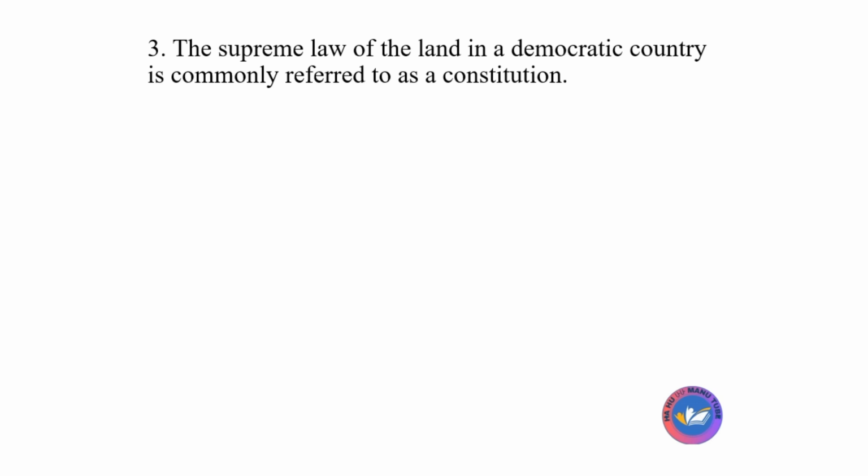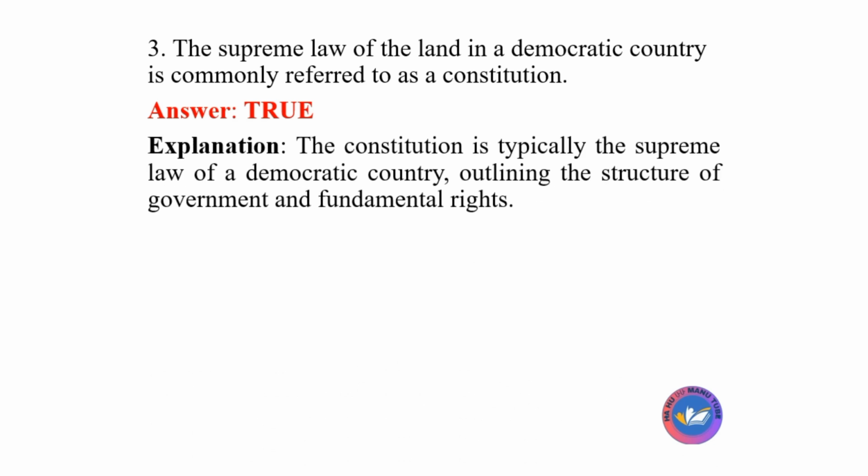Question number 3. The supreme law of the land in a democratic country is commonly referred to as a constitution. The answer is true, because the constitution is typically the supreme law of a democratic country, outlining the structure of government and fundamental rights.